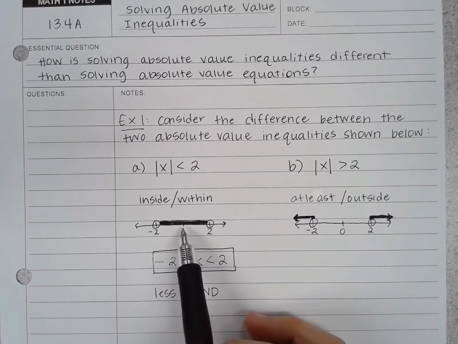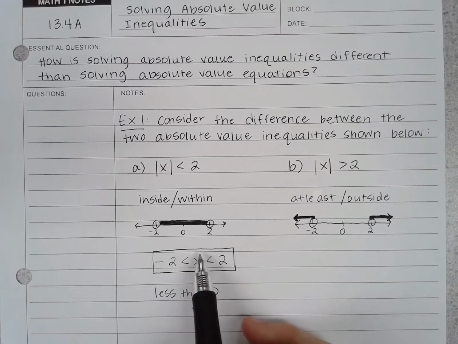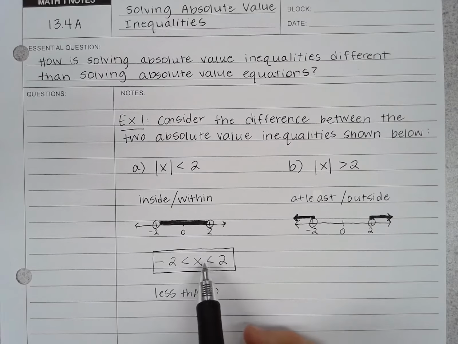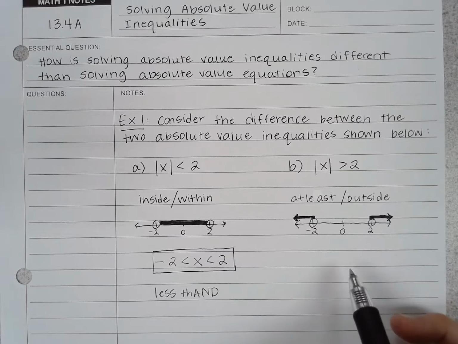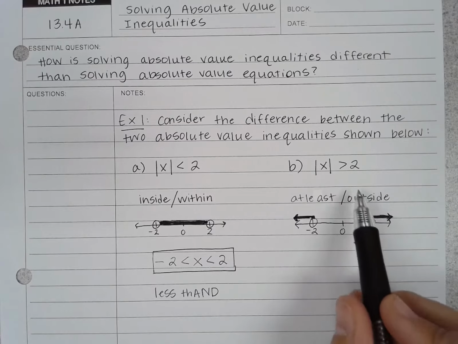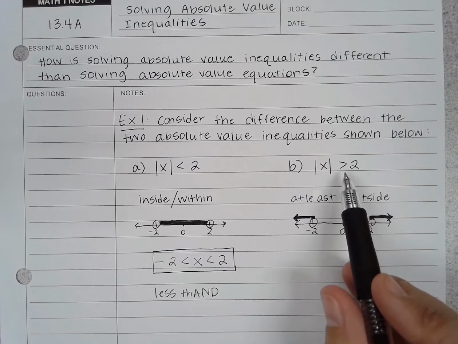This is an inside graph. This is a less than graph. It's an and graph because it's what's on the inside. When you shade on the inside, the x is on the inside. This graph is the opposite. It's not shaded on the inside. This is an at least graph or an outside graph. The inequality right here is greater than.